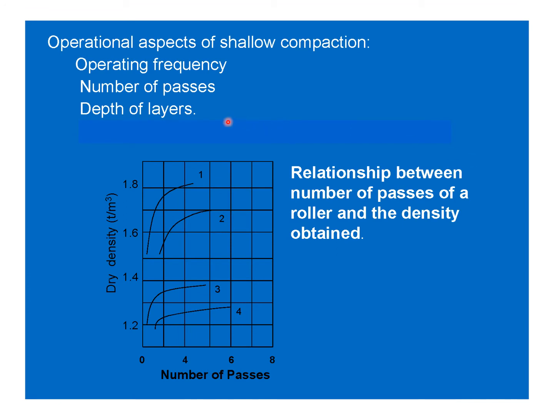Now on this particular slide you can see the operational aspects of shallow compaction: operating frequency, number of passes, and the depth of layers are very important. And here you can see the relationship between number of passes of a roller and the density obtained. So here you can see that different rollers have been considered, and with the increase of number of passes, the dry density is going to increase in every case.